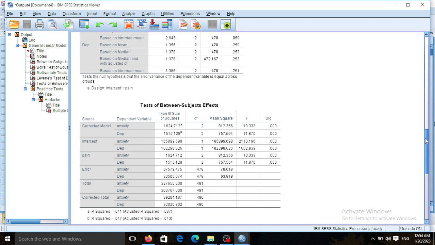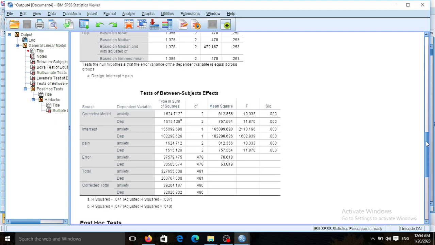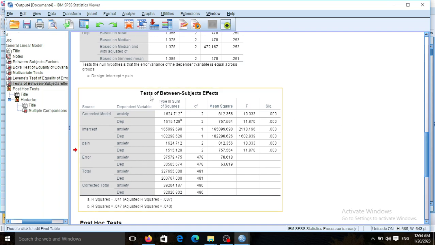depression score have a significant association with the headache, I use this table, tests of between subjects effects, and now I can see that headache is significantly associated with both anxiety and depression.